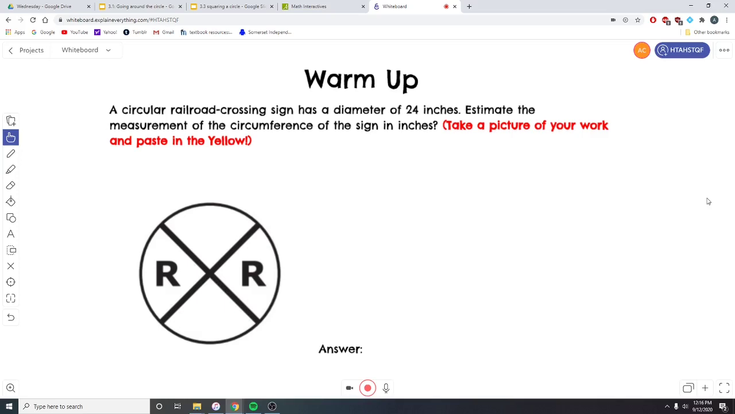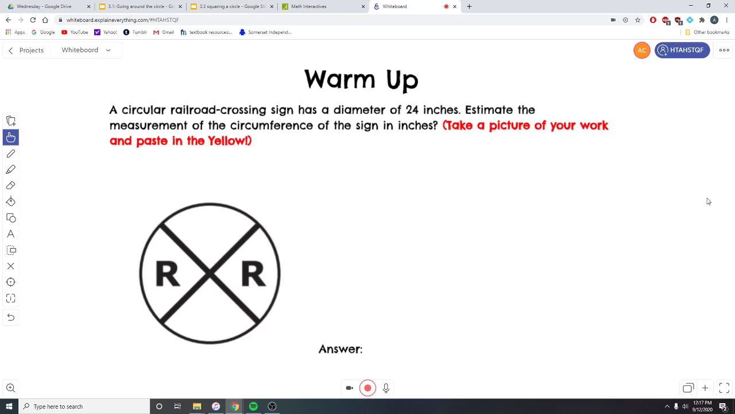All right, let's go ahead and take a look at our warm-up for today. It says a circular railroad crossing sign has a diameter of 24 inches. Estimate the measure of the circumference of the sign in inches.